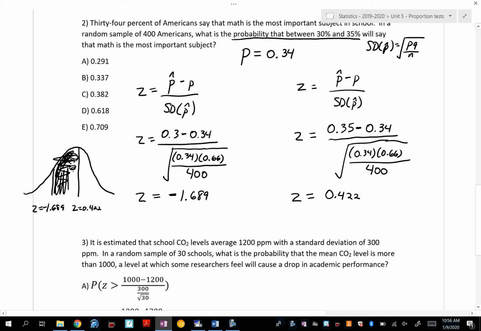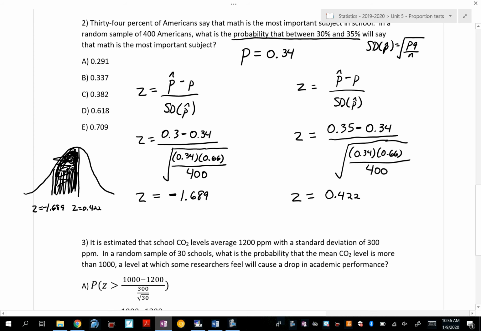I'm sketching it. Key thing is the one that's negative. Negative 1.689 is close to negative 2, which is getting pretty far out there. 0.422 is just barely past the middle, right? The middle is 0. So if the middle is 0, I went just a little bit to the right. But again, it's just a sketch. I'm not that worried about it.